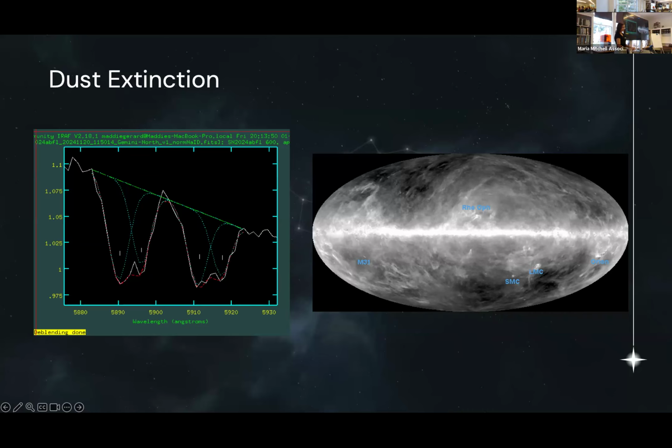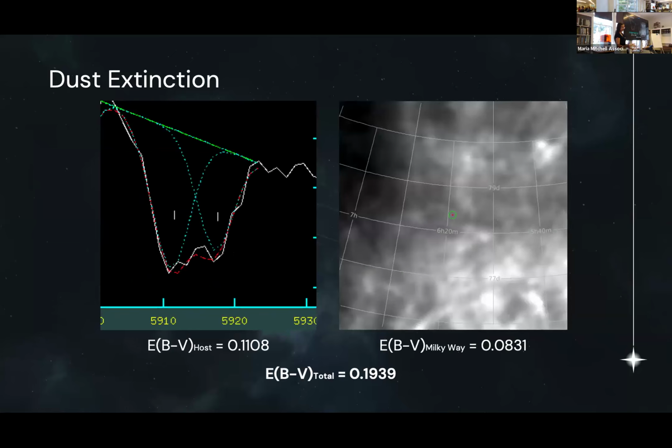And so to correct for this, we can use two methods: sodium absorption lines, as seen here, which are really good indicators of how much gas is present. And we can plug this amount into an equation and figure out how much dust is there. And then we also have galactic dust maps, which tell us how much dust lies in our own Milky Way along our line of sight. So by combining these both, we can calculate a color excess of about 0.2 magnitudes.